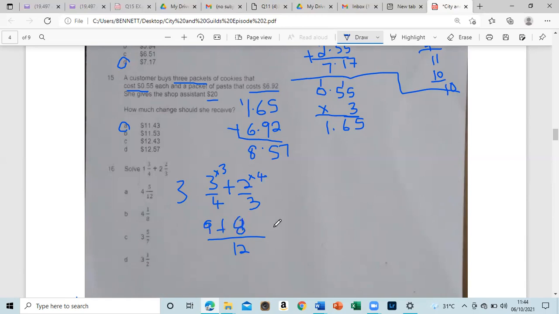So this gives me 17 over 12. How many 12s can I get out of 17? So that is 1 and remainder 5 over 12. So all we have to do is add the 3. We add the 3 to the 1 and 5/12, and we get 4 and 5/12. So that would be our answer.